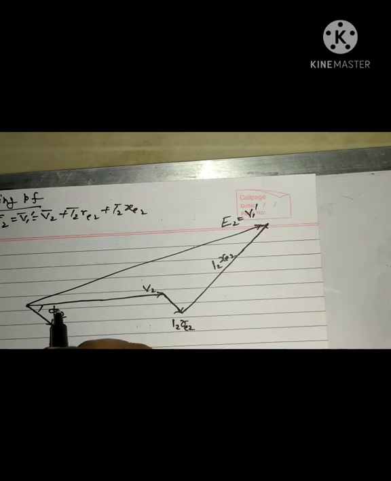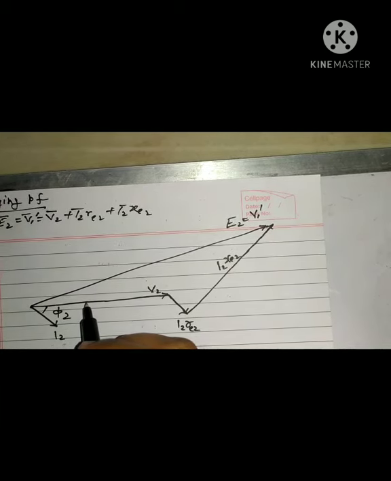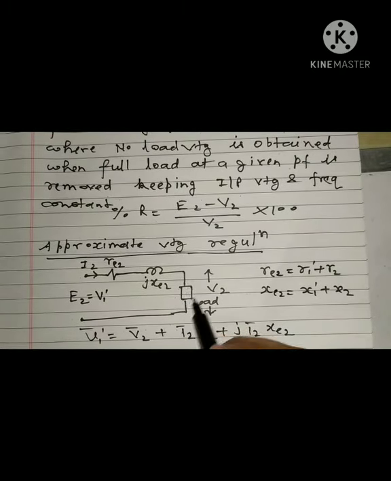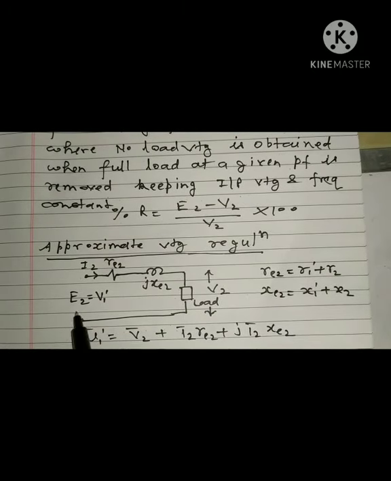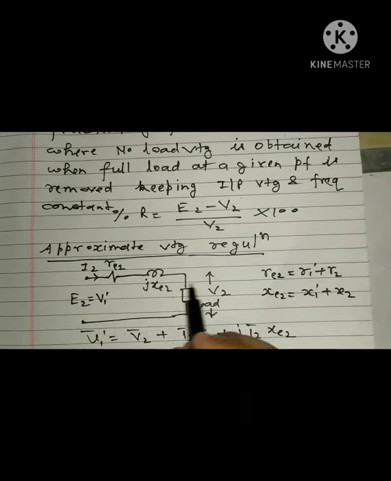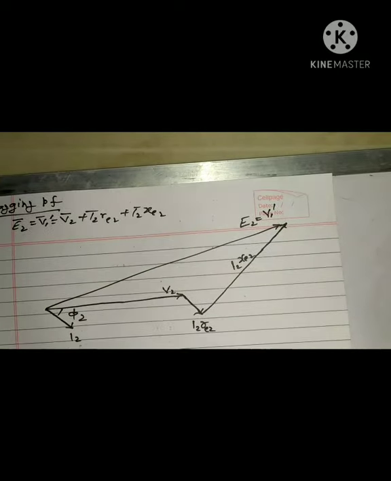Now I need to find voltage regulation, and that is nothing but the change in terminal voltage from no load to full load divided by full load voltage. So if load is absent, if it is open, then here voltage will be E2 only, that is equal to V1 dash. There will not be any drop, right? So this will be the no load voltage, and this is rated voltage or load voltage.